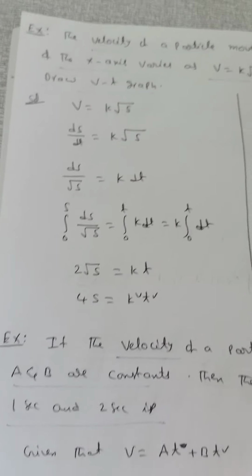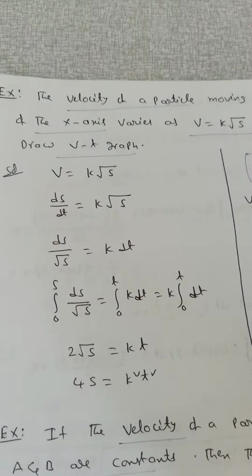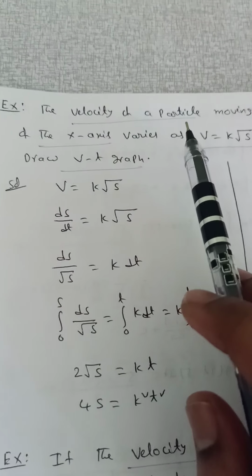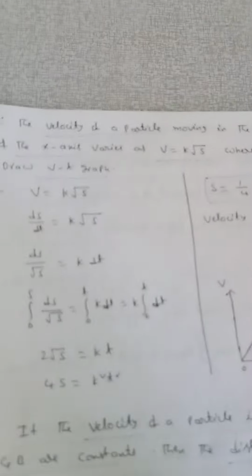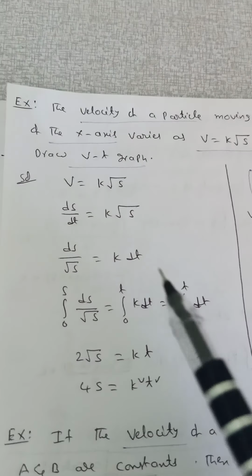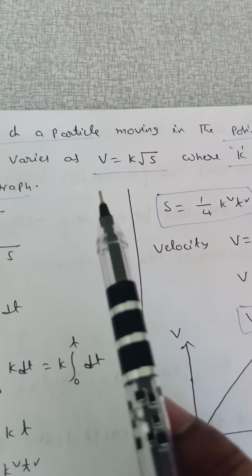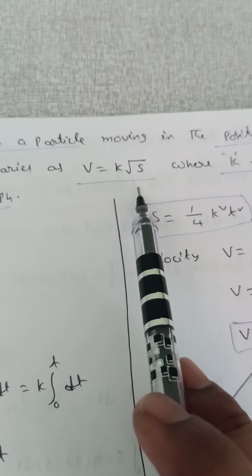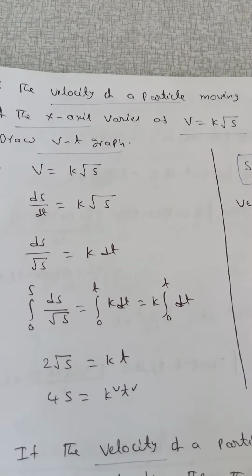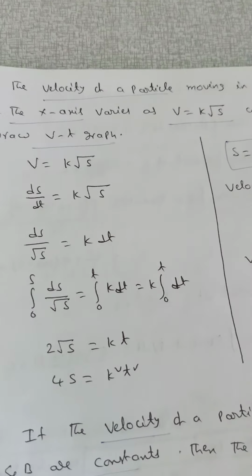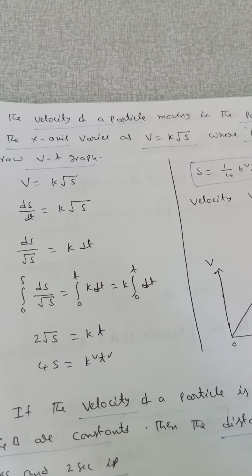Now another important model is a previous examination problem. The velocity of a particle moving in the positive direction of the x-axis is v is equal to k root s, where k is a positive constant. Draw the v-t graph. But the function is velocity as a function of displacement, and it must be changed to a velocity-time function.